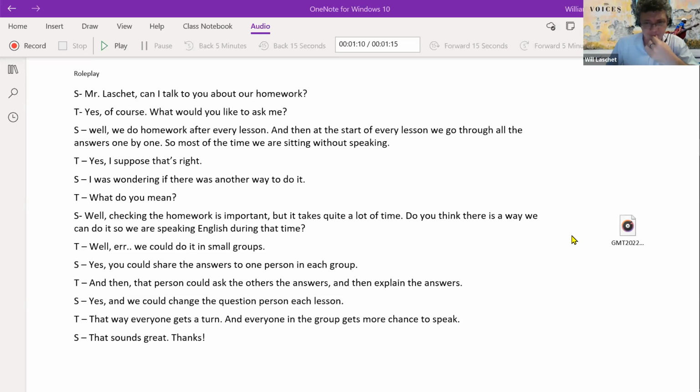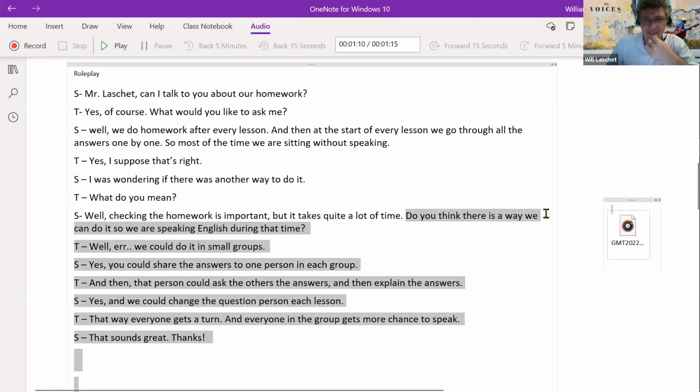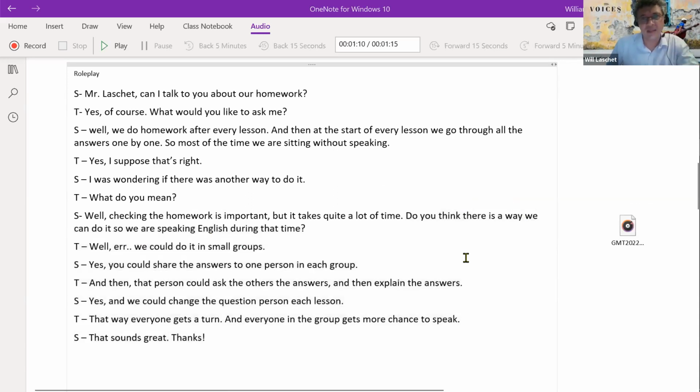Okay, explaining. I was thinking maybe this sentence. Oh, yeah, so someone's got it there. Do you think there is a way we can do it so we're speaking English during that time, right? So the student really here saying there is a way, okay, but asking very gently. So I don't know what you think about this.